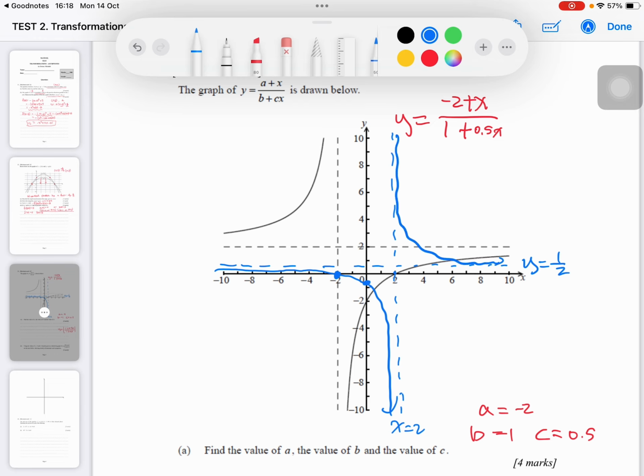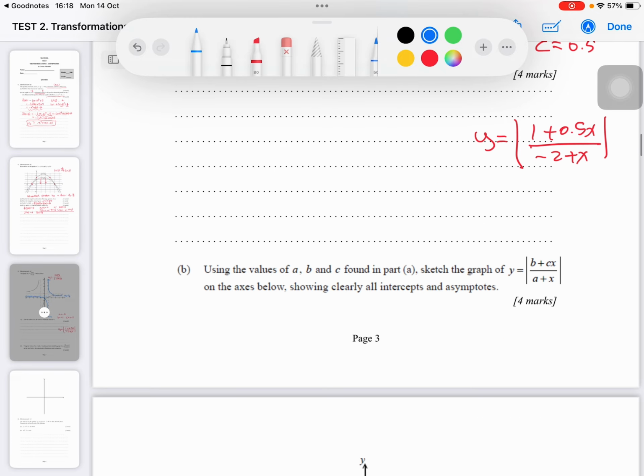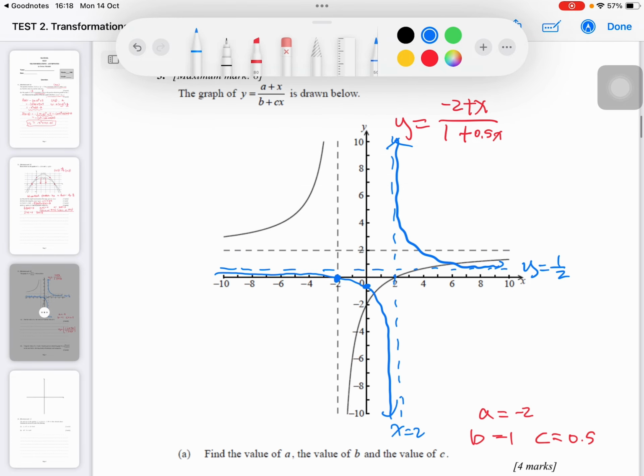So like this. So this is the graph of the reciprocal. But we need to draw the graph of the modulus. So eventually, the positive side stays there. So this stays there. And the negative side needs to come up like this. So this one is the graph of this modulus.